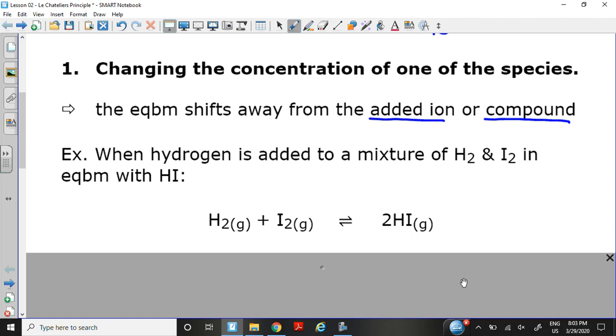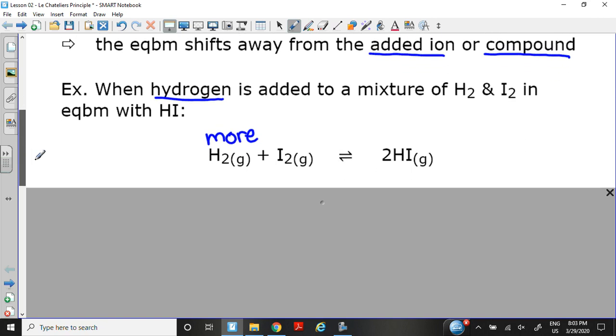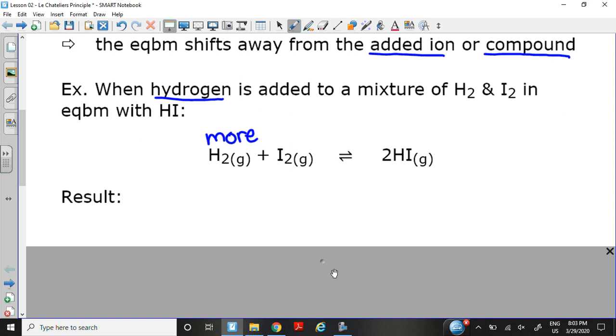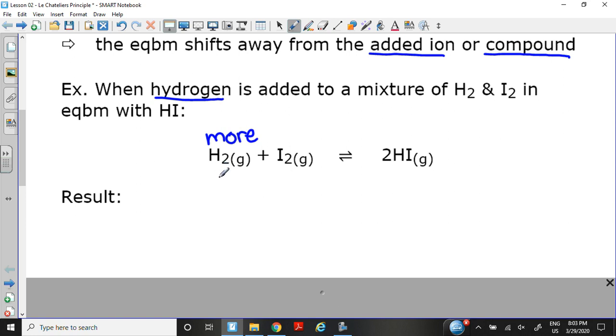So when hydrogen is added to a mixture of hydrogen and iodine that's already in equilibrium with hydrogen iodide. So here's our reaction. We see that equilibrium arrow to know that this is a reversible reaction. And what we're saying here is, we're going to add more hydrogen. So what's going to happen here? Well, we said the equilibrium is going to shift away from the added ion or compound. So more hydrogen, it's going to shift away from that, which means it's going to shift in the forward direction.